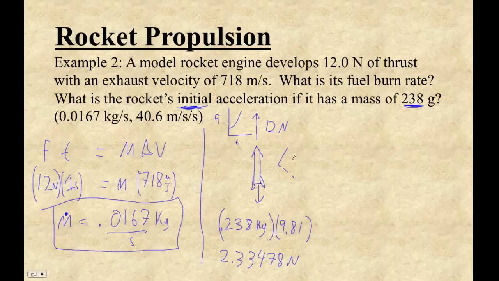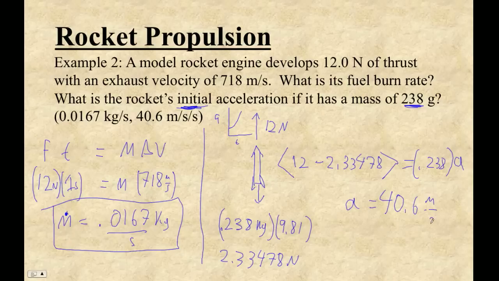We can set up our F equals ma. So 12 newtons up minus 2.33478 newtons down equals 0.238 times a. Divided by 0.238, and I get that the acceleration is 40.6 meters per second squared. That's the initial acceleration. The final acceleration would be more than that, because not only would there be less of this, but there'd also be less of that. And both of those getting smaller would make it a bigger acceleration.